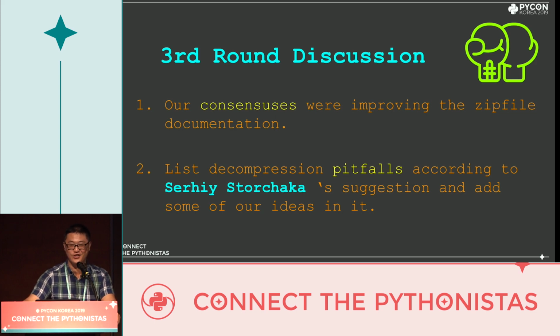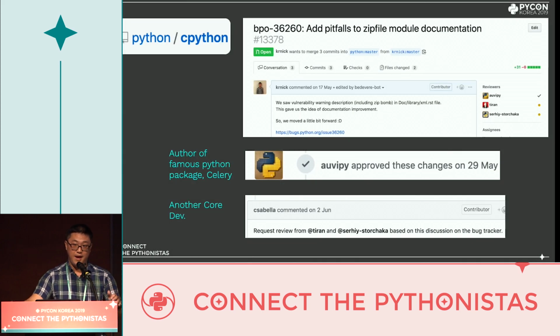So we launched our third round discussion. And this time we knew our consensus with the core developers was improving the zipfile documentation. So we listed compression pitfalls according to Sir He's suggestion and added some of our ideas to it. And after we were done with the patch for the documentation, we sent the pull request directly back to the CPython repository on GitHub. Not long after, we got an approval from the author of the famous Python package Celery, whose ID is auvipy. And not long after, we also got another approval from core developer csabella, and she also helped us request a review from Christian and Sir He.